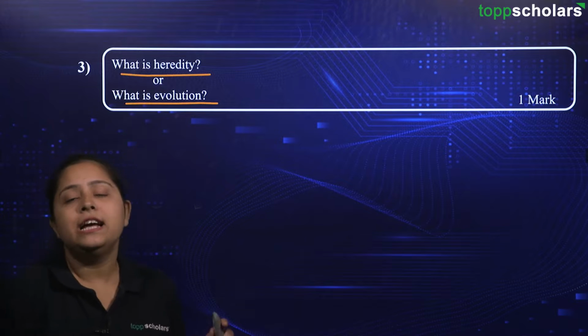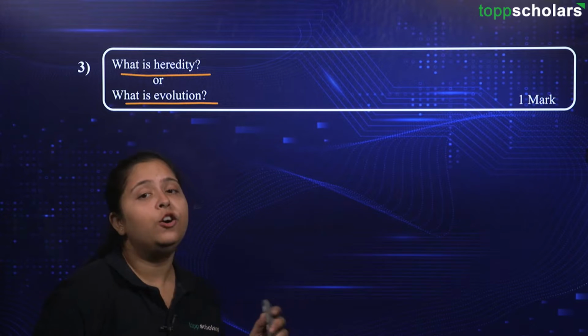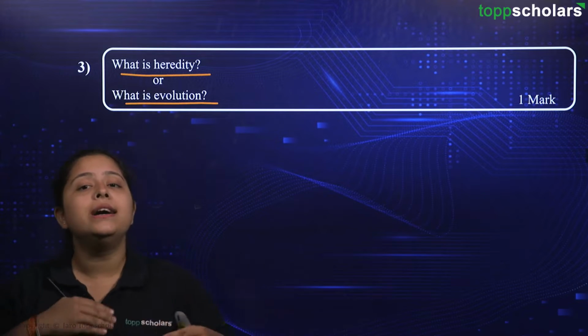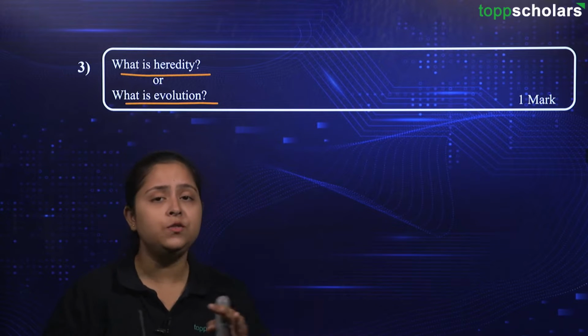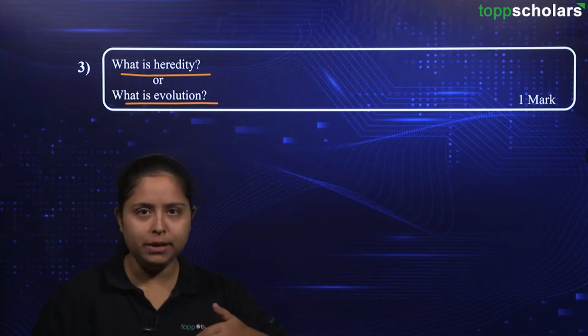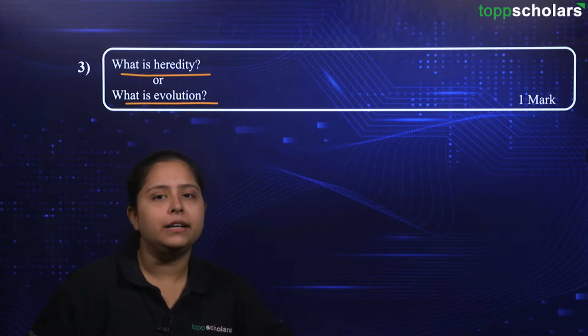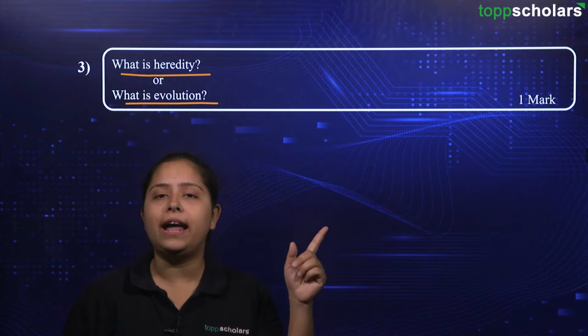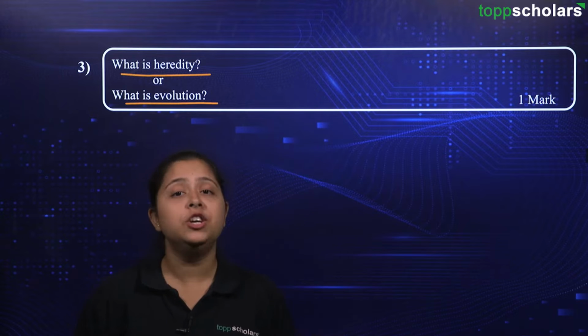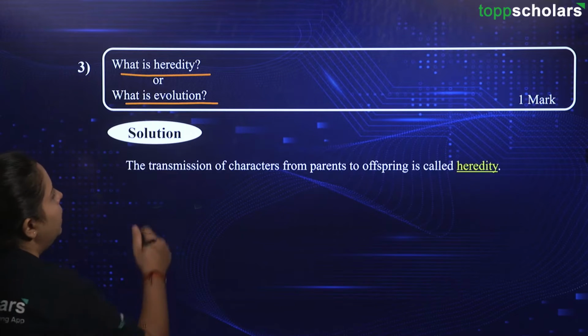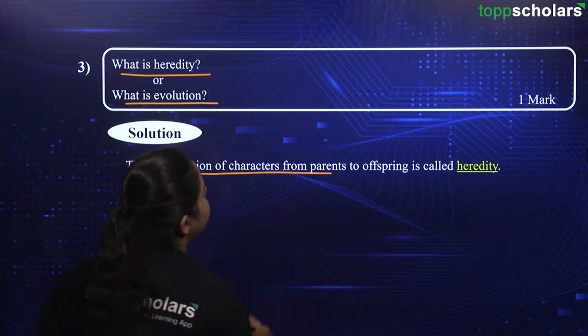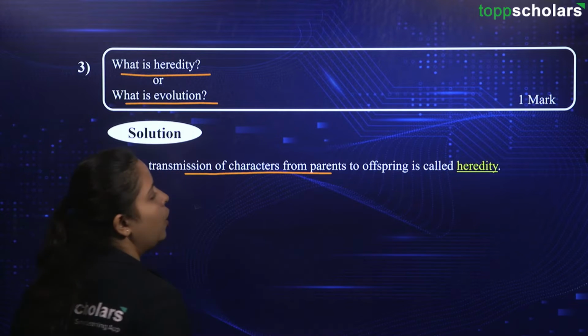So, what is heredity? As we have already discussed in the beginning of this session, heredity is transfer of characters from one generation to the next generation. That is, from my father's generation to me, from my generation to my kids. That is the passing of characters throughout the generations. Let us see over here the correct answer. When we are talking about heredity, the transmission of characters from parents to offspring is called heredity.